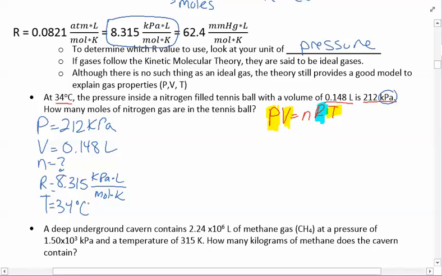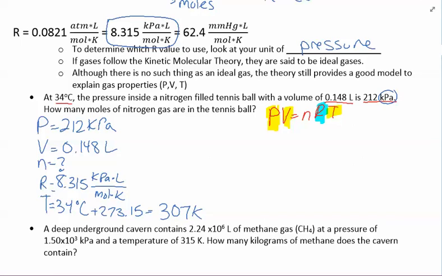So just like before, our temperature has to be in Kelvin, so we're going to add 273.15 to this. Because we only have a significant digit in the ones place, we're going to round it to there, so we're going to get 307 Kelvin for our temperature. We now have all our variables. This equation I think is a little bit easier to rearrange. We're going to have N is equal to PV over RT.